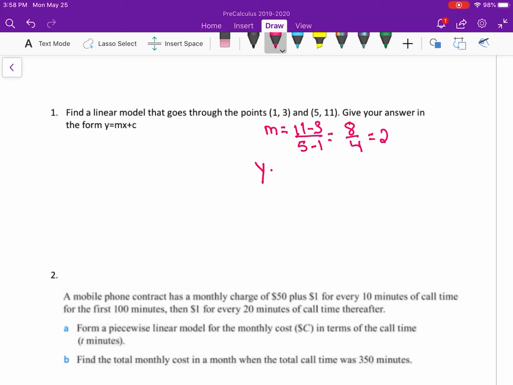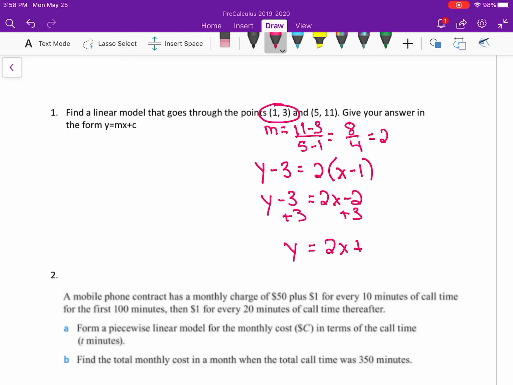And then we can just use point slope form, y minus 3 equals 2 times x minus 1, using this point in point slope form, distribute, and then add 3 to both sides. So we end up with y equals 2x plus 1. Okay, that is a basic Algebra 1 problem. That's all we got going on there.